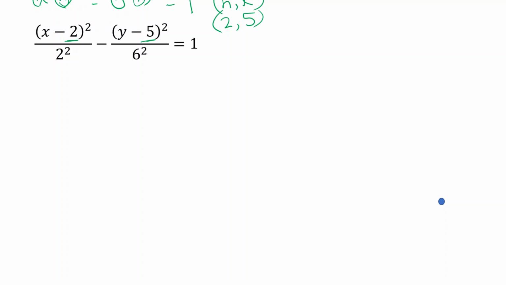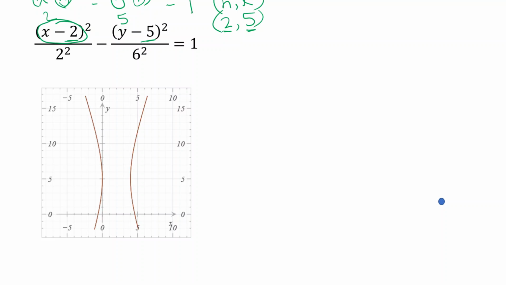If you get confused, I always just look at this whole piece and ask, what is x to make this whole thing 0? Well, if x is 2, 2 minus 2 is 0, and for y, 5 minus 5 is 0, so that's how I come up with my 2 and 5 also. Either way, whatever works for you. All right, so now that I know my center, let's go ahead and take a look.